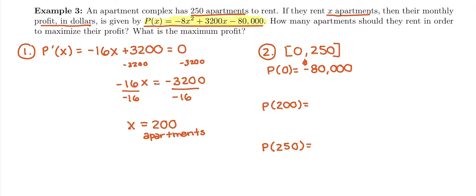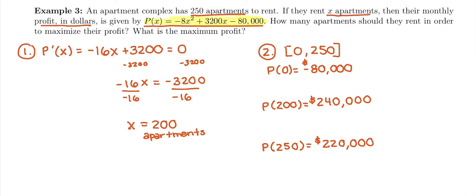Negative 8 times 200 squared plus 3,200 times 200 minus 80,000 gives me a monthly profit of 240,000. Sounds great to me, but let's compare that to 250. Do they end up with more profit by renting more apartments, or does the cost outweigh the benefit of doing those 50 extra apartments? So we're going to plug in 250 to the equation. Negative 8 times 250 squared plus 3,200 times 250 minus 80,000. Their monthly profit would be 220,000.